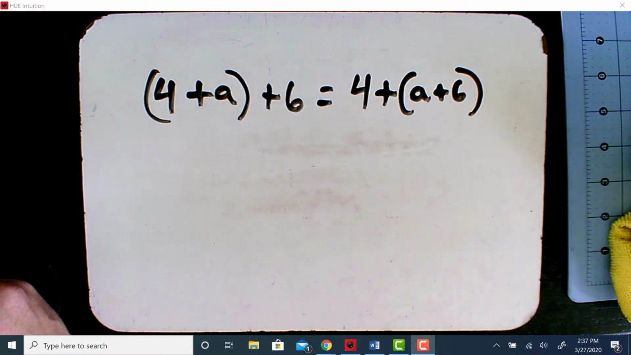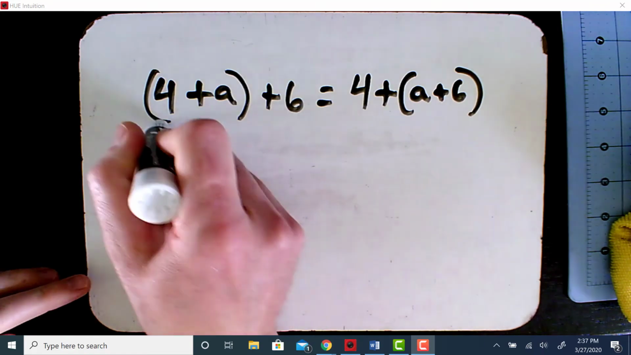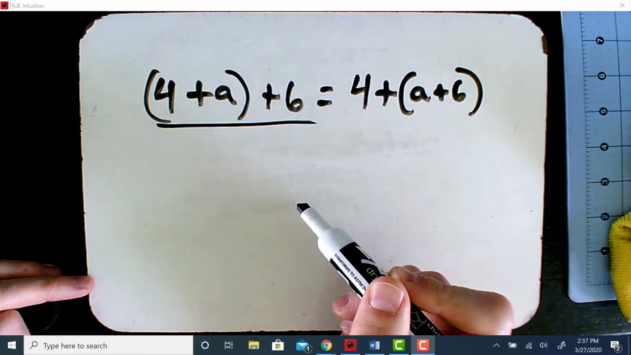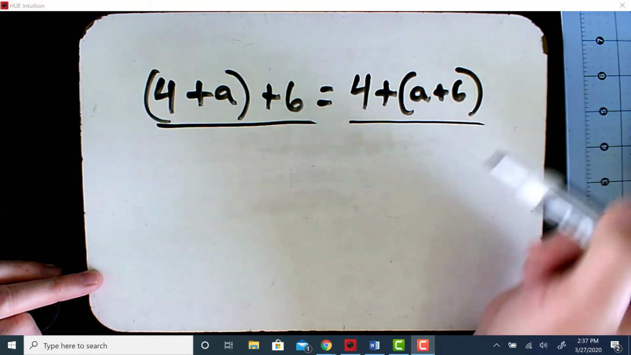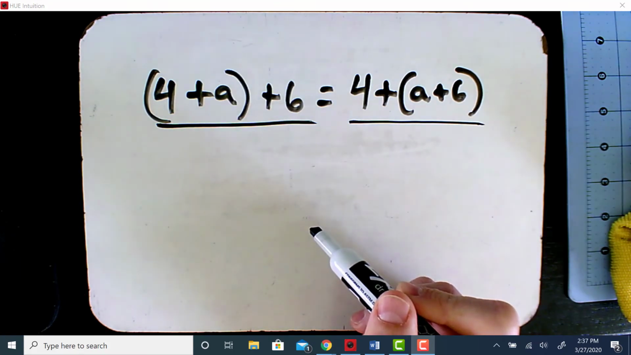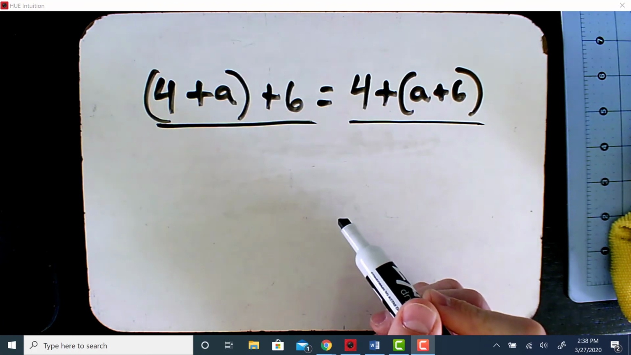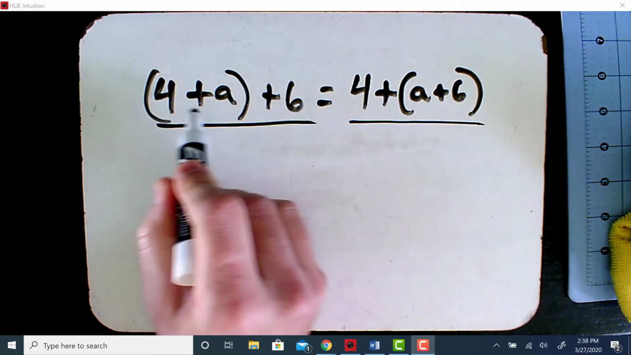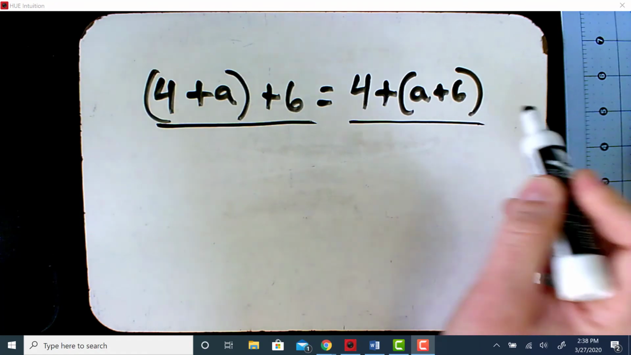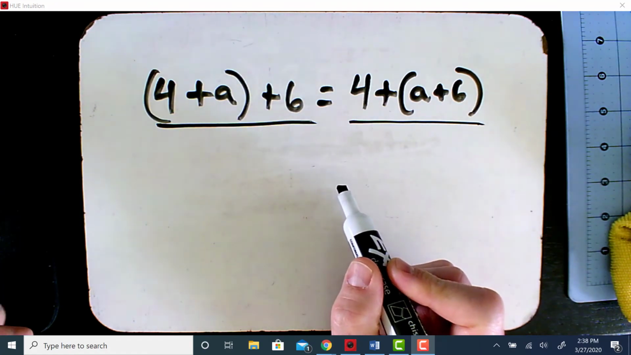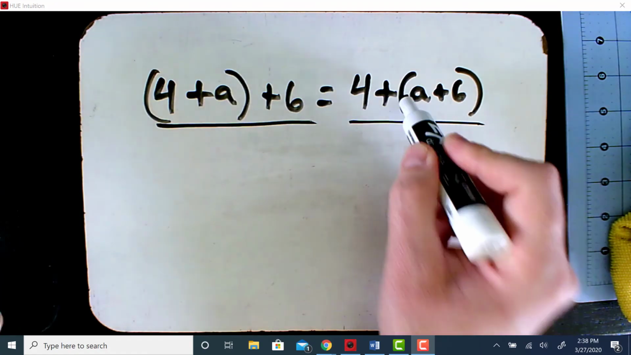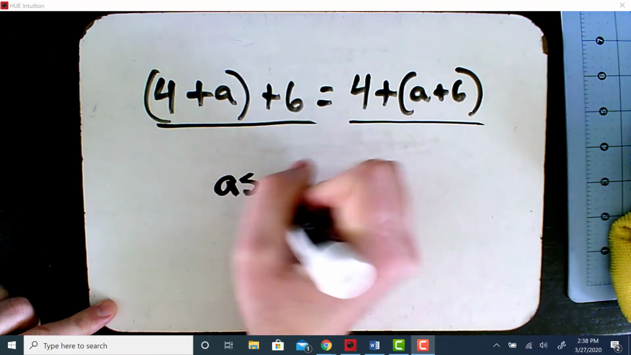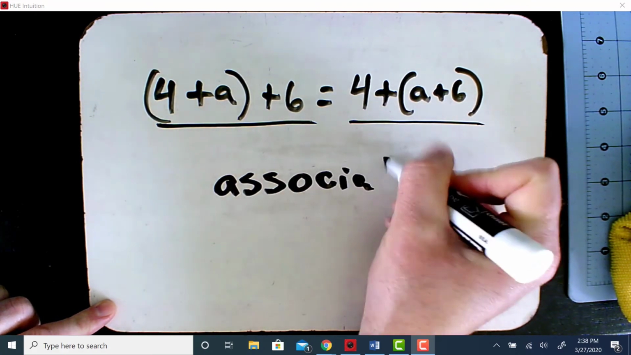Which property is happening in this problem? If you're looking at it, you'll notice that the numbers and variables didn't change places at all. They stayed in the same order in both sides of this equation, or where their equal sign was separating. So we have 4 plus a plus 6, 4 plus a plus 6. Those didn't change. However, where the parentheses are did change, which means that this is a case of associative property.